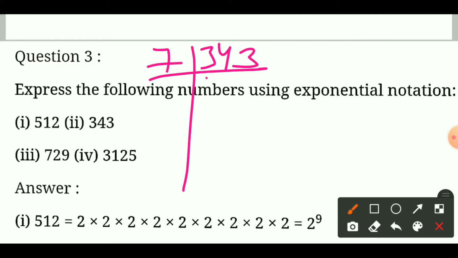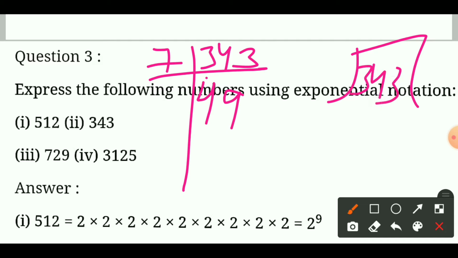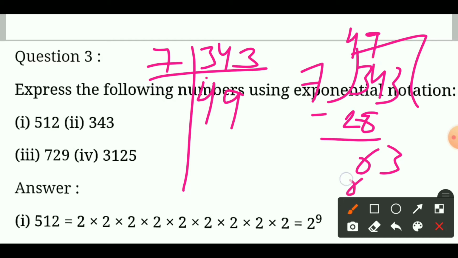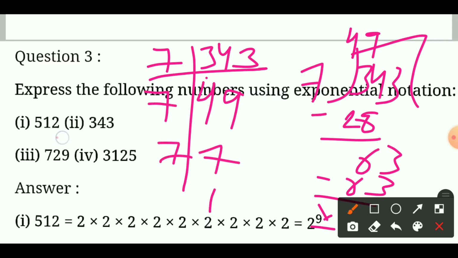Yes. 7 1s are 7, 7 4s are 28, and then 7 9s are 63. 343 divided by 7: 7 4s are 28, and 7 9s are 63. Okay, again you can divide it with 7. 7 7s are 49, and 7 1s are 7. So here you are getting the answer 7 raised to power 3.